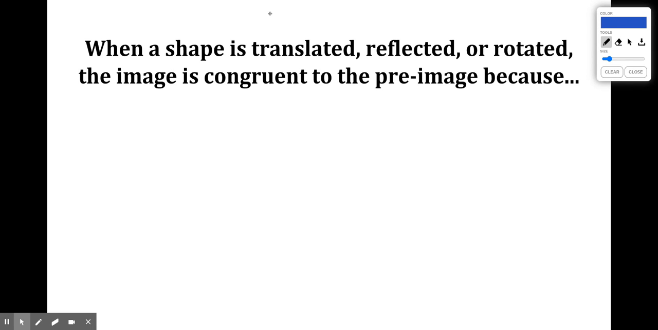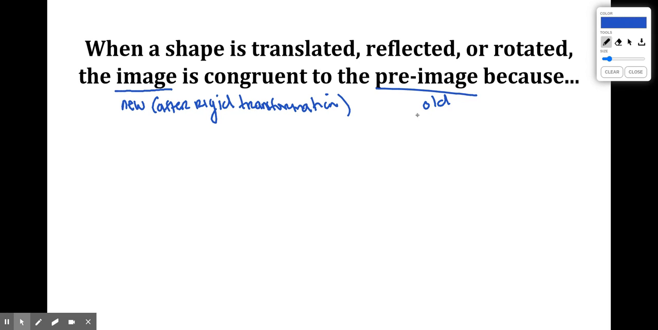When a shape is translated, reflected, or rotated, the image is congruent to the pre-image, right? If you remember, the image is the new one. So this is after a rigid transformation. And the pre-image is the old one, the original one that you start with. If we're dealing with a triangle, maybe I had triangle ABC, and now my image is triangle A prime, B prime, C prime, is how we would notate that. So hopefully that rings a bell.